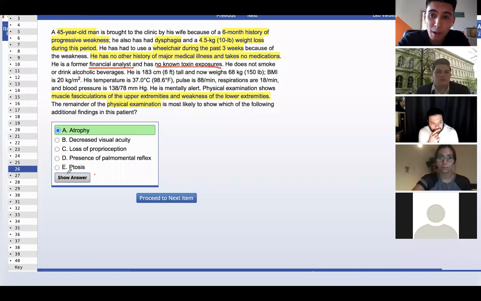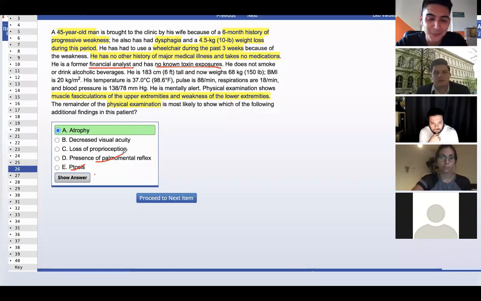how I would go about it now, when I think about ALS, I will look at the answer choices and exclude certain things. So ptosis, okay, this is not a classical sign for ALS. You would expect maybe something like that in Horner syndrome. So I would take that out. Palmomental reflex, to be honest, I have no clue what it is. So I will probably take that out.